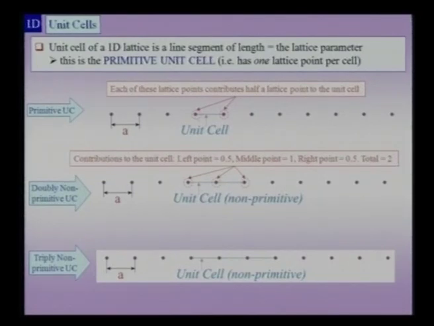As you can see, in the primitive unit cell, we pointed out that the lattice point per cell is 1: half coming from the left-hand lattice point, half coming from the right-hand lattice point, totaling 1 lattice point per cell. In the doubly non-primitive unit cell, the entire contribution of the central lattice point to the cell exists. The one on the left and the one on the right contribute half each, contributing a total of 2 to the unit cell.